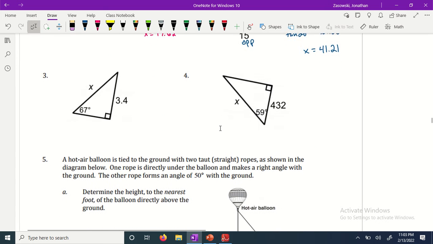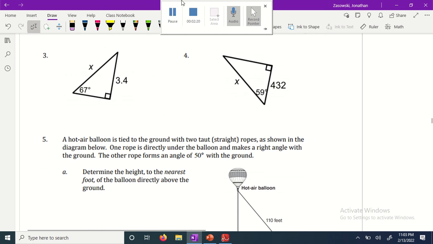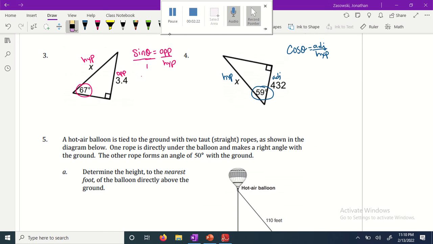All right, let's give number 3 a chance here and number 4, and we'll go over those in a second. Okay, so for number 3, should have labeled opposite hypotenuse. What was sine? Plugged in. So got sine of 67 is equal to 3.4 over x, opposite over hypotenuse. Cross multiplied, divided by the sine of 67 to get 3.69.